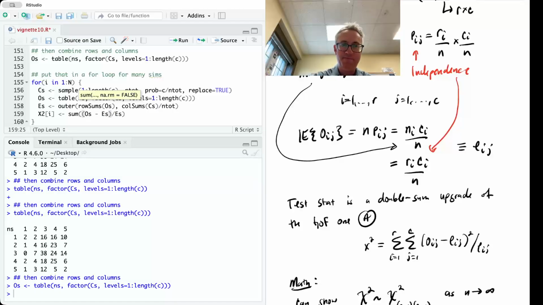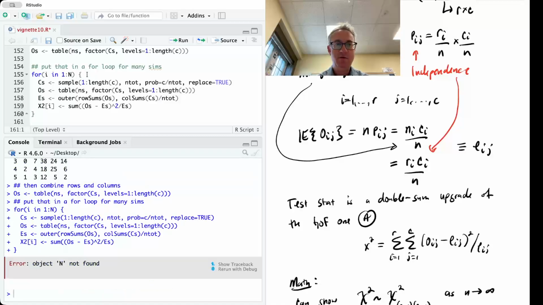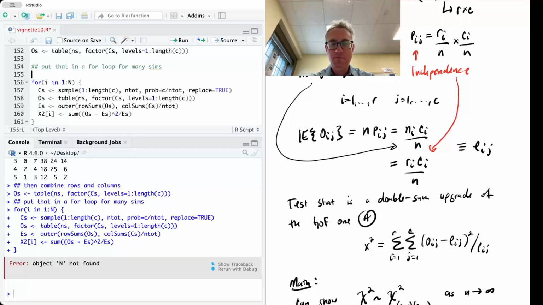I better square it. Okay, so I think that follows the multinomial sampling, the building of the table of simulated or virtual observations, the calculations of expectations with the row and column totals that come from the random observations, and the test statistic.